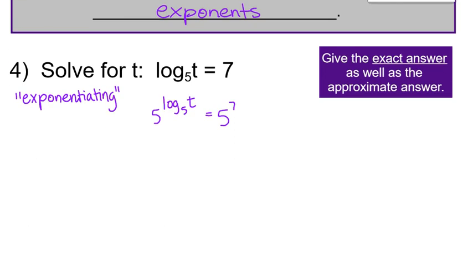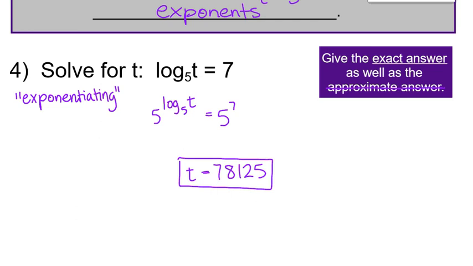What is 5 to the log base 5 of t? Notice the inverse operations there. Log base 5 and 5 to a power cancel, leaving you with t. So t equals 5 to the 7th. And if you put that in your calculator, 5 to the 7th is 78,125. And that's our exact answer. There's really no approximate answer this time, so only give an approximate answer when it makes sense.